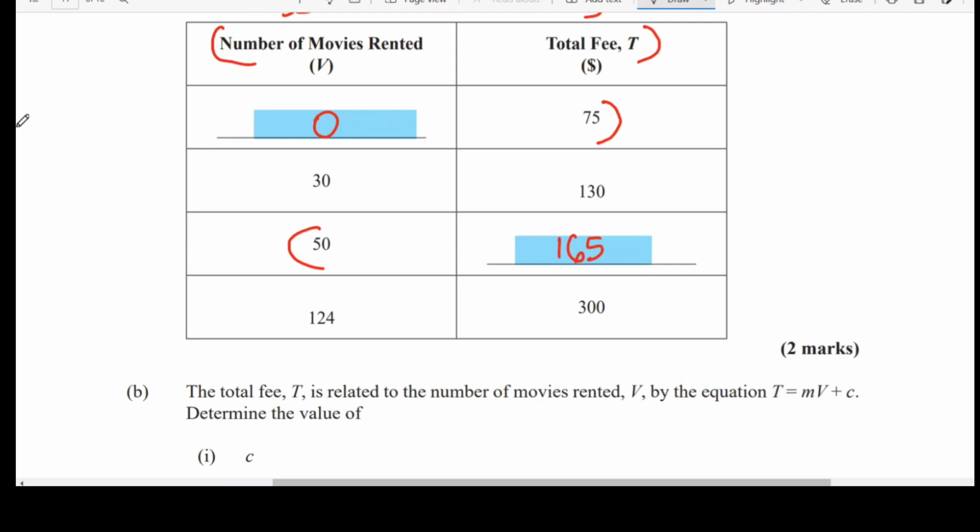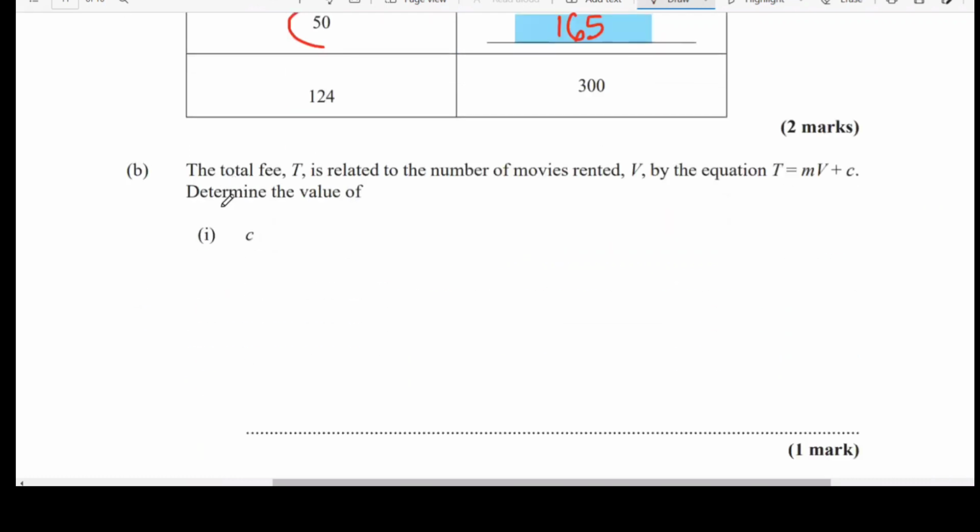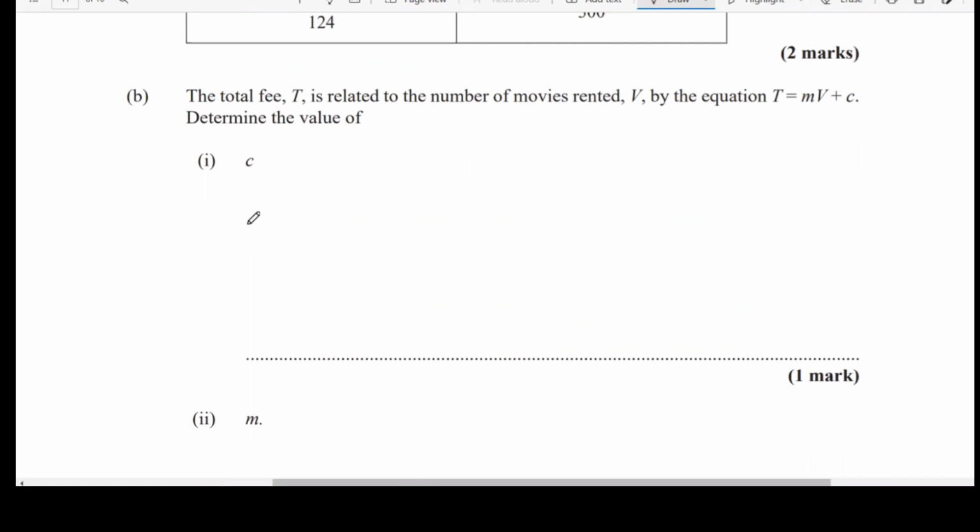All right, so following up as we go, the total fee T is related to the number of movies rented, V, by the equation T = MV + C. Determine the value of C. Y = MX + C. It's a straight line. Y = MX + C is actually the equation of a straight line. And in the context of this, this is on the y-axis, this is on the x-axis, and you could see what they're saying. It's the same thing.